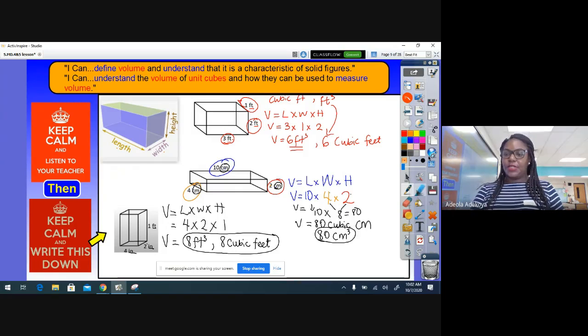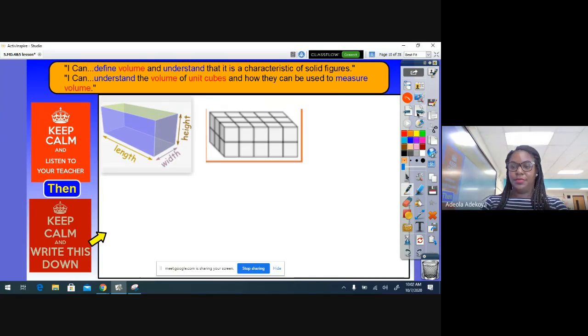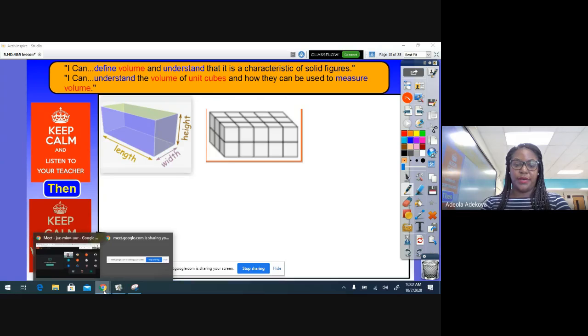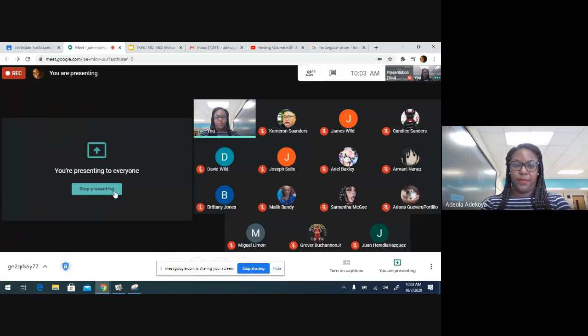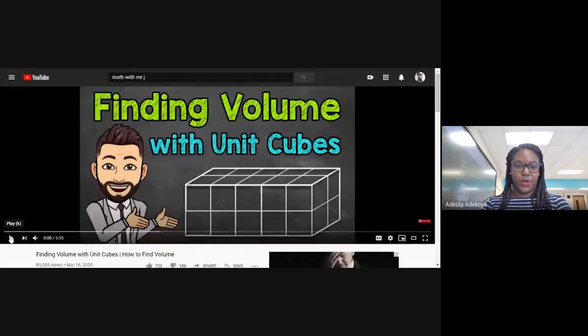All right, so our focus today, and that's a quick review from yesterday. We're going to step it up a notch and work on finding the volume of an object with cubic units. For us to do that, we're also going to watch a video about finding the volume of objects using unit cubes. All right, pay attention as we watch.